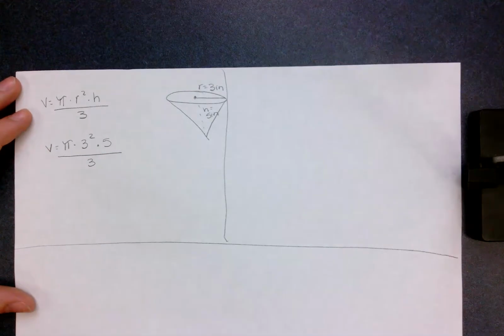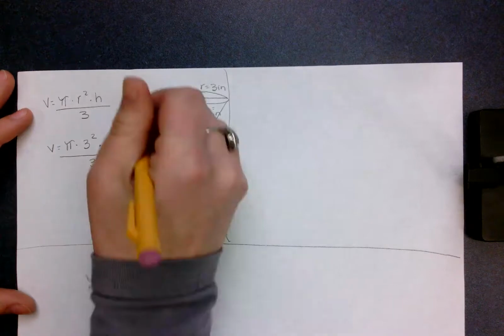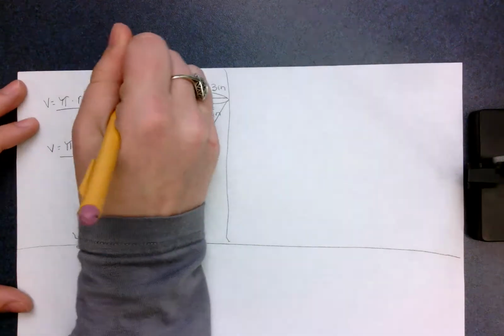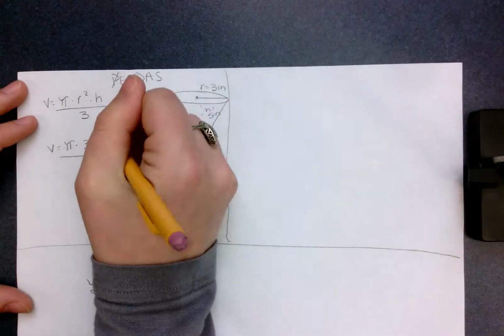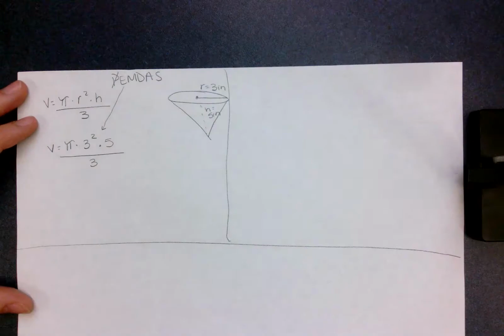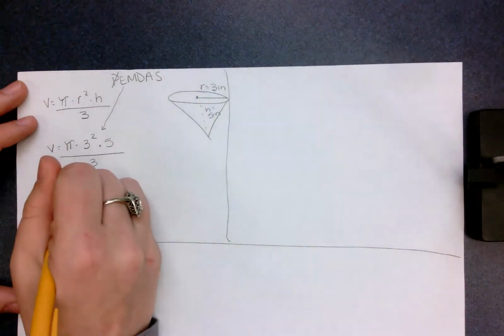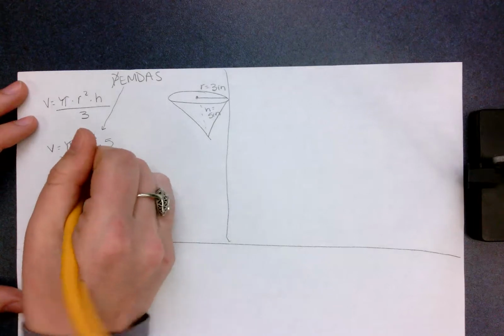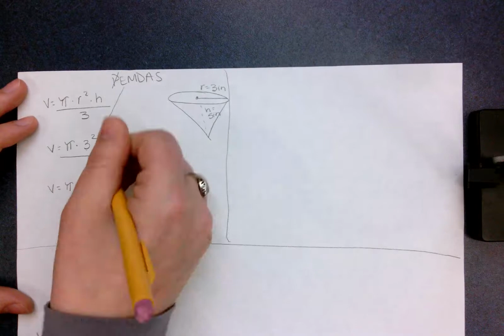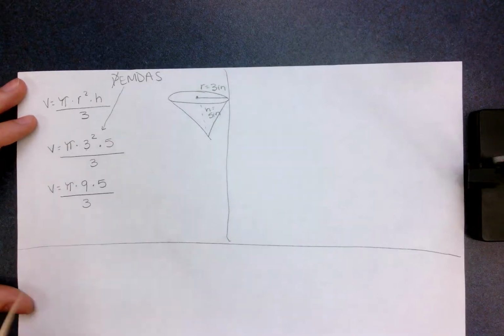Now, if you look at this and you are overwhelmed by all the numbers you see, just go to PEMDAS. PEMDAS always tells you what to do next. I don't have any parentheses, but I do have an exponent. So that's what I'm going to take care of next. I'm going to rewrite pi times 3 times itself. 3 times 3 is 9 times 5, all of that divided by 3.